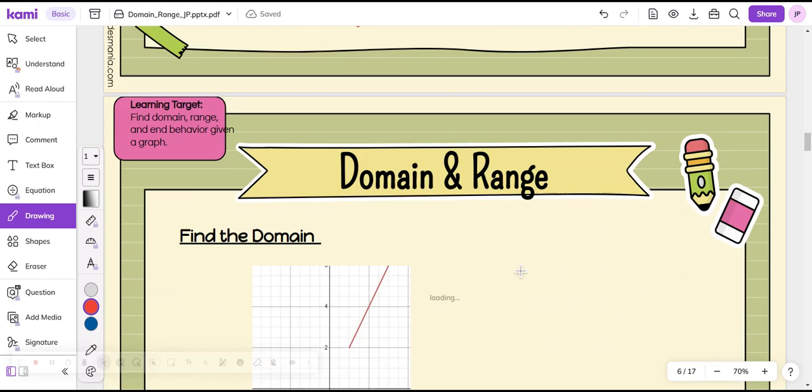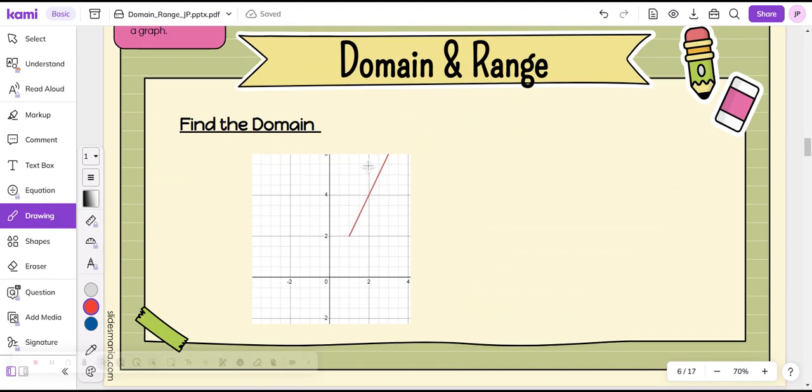First few slides are just domain. Domain of this graph, first of all, we got to remember the graph goes all the way to the end of the viewing window, so we got to remember there's an arrow there. It stops here, so that means I have a closed circle. And then we're doing the domain.